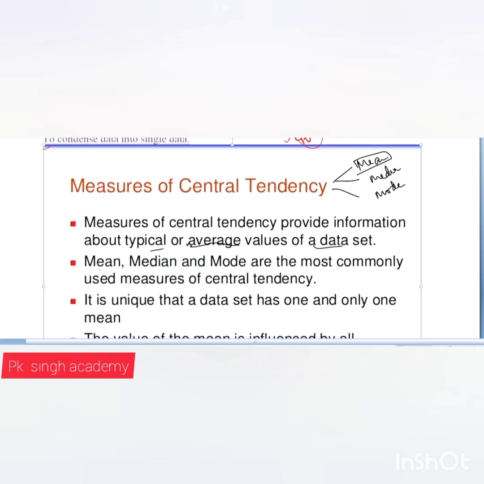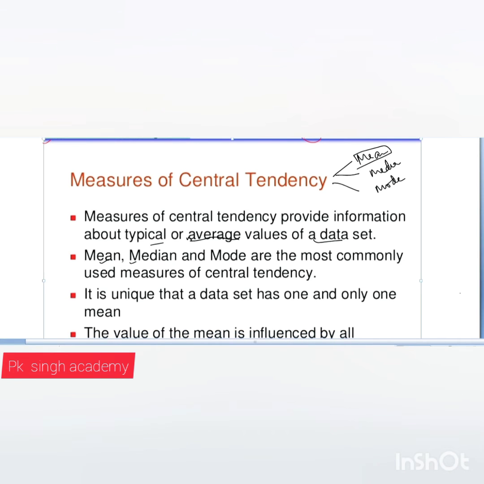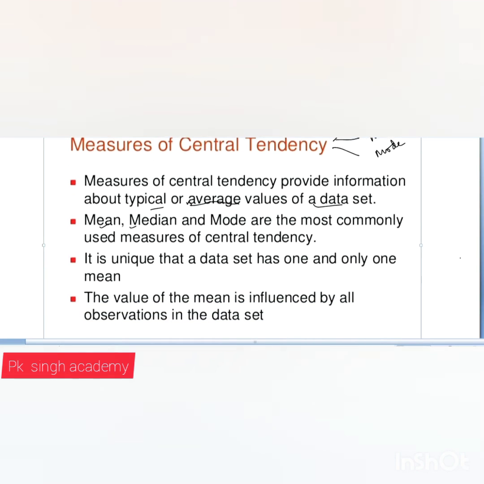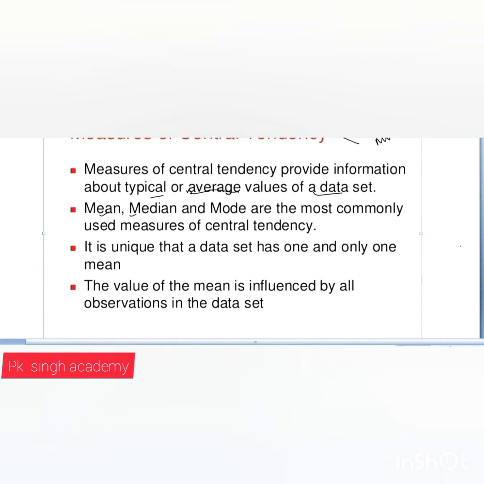As I have told you above, a data set has only one and only one mean. The value of the mean is influenced by all the observations in the data set.